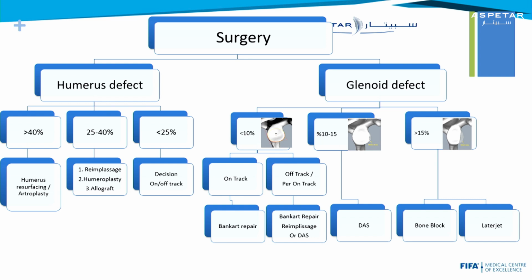So this is a brief of my talk in terms of the treatment options. Less than 10%, if it's on track, I go with Bankart repair isolated. Less than 10% off track, or peripheral on track as I mentioned intraoperatively, I do Bankart repair and remplissage plus or minus dynamic anterior stabilization. If I have subcritical bone loss from 10 to 15, I do dynamic anterior stabilization. And if I have 15% and more glenoid bone loss, I do Latarjet or bone block.